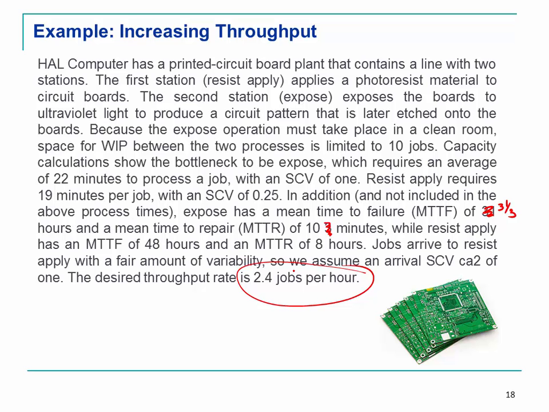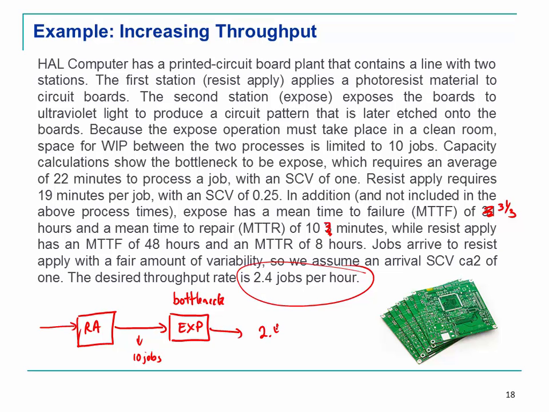Okay, so essentially what we have here is a two machine process. We have the resist supply, and then we have the exposure, which is the bottleneck, and has a capacity limitation of 10 jobs in terms of WIP. And finally, we want to see a throughput of 2.4 jobs an hour.